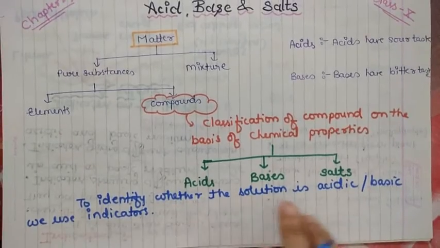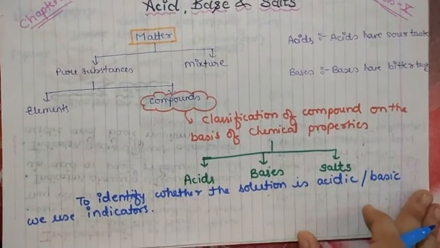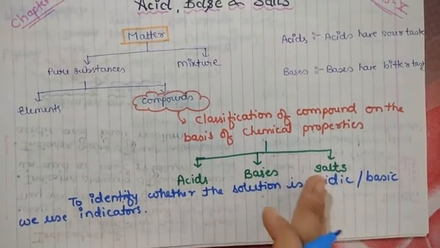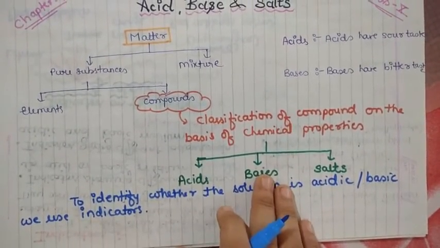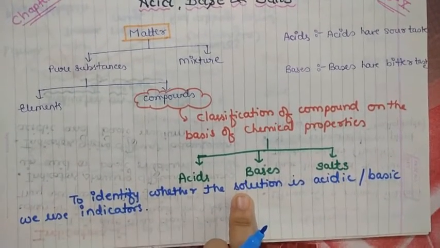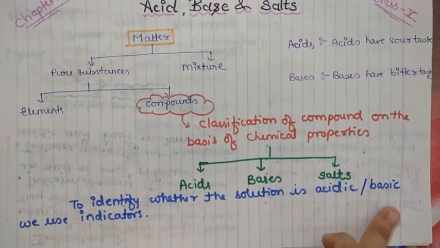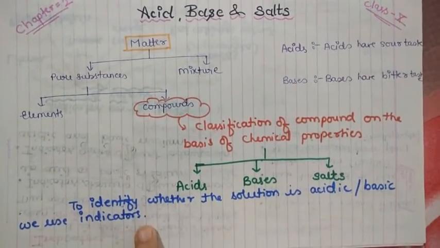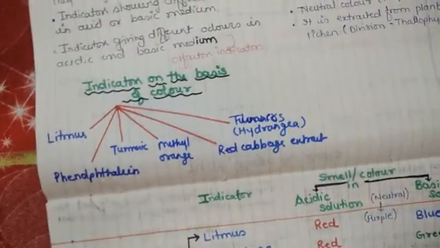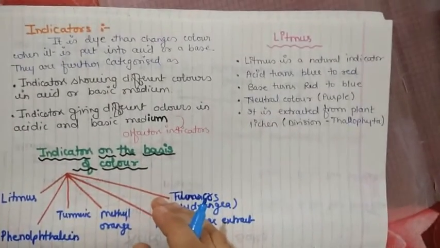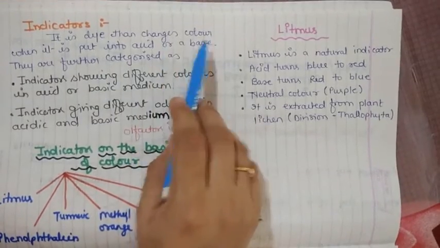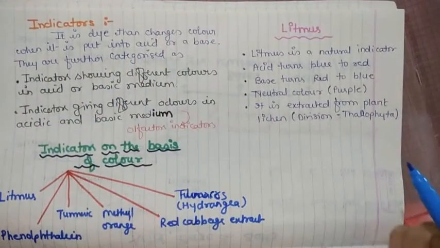To identify whether a solution is acidic or basic, we use indicators. So first of all, before starting with the main chemical properties of acids and bases, we will see how a solution is identified as either acidic or basic by using indicators. Let us start. An indicator is generally a dye that changes color when it is put into an acid or base.